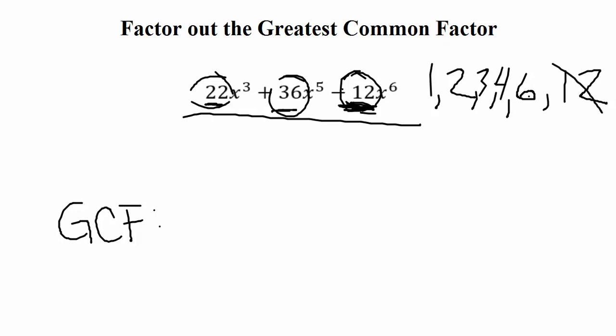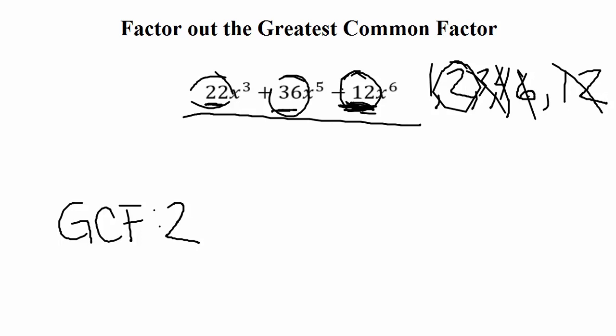12 doesn't go into 22. 6 doesn't go into 22. 4 does not go into 22. Neither does 3. Now 2 goes into 22 and it also goes into 36. So our greatest common factor as far as our numbers are concerned is a 2 for this problem.